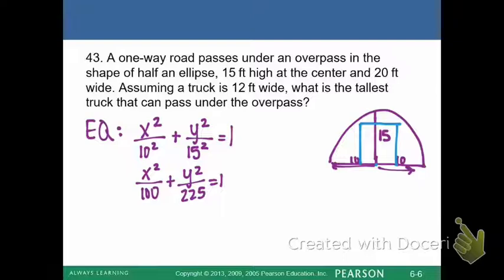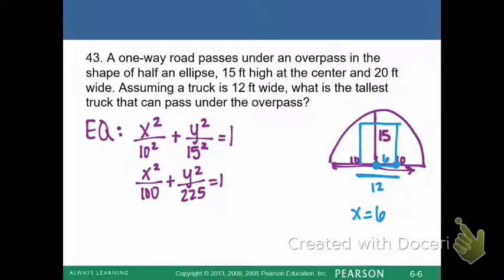So it says that the truck is 12 feet wide, so all the way across here is a total of 12. When I think about plugging in an x value, if this is the point 0, 0, and I want to know how far away this point is, this distance is only 6. And so in this example, I'm going to be using x equals 6.